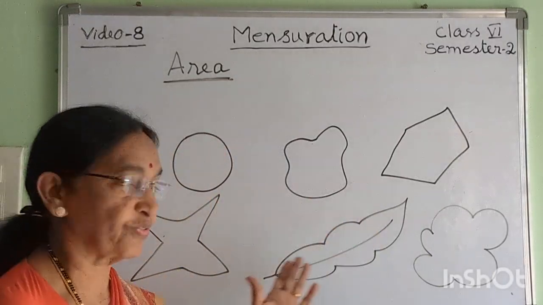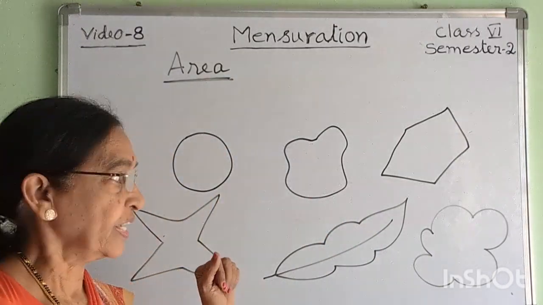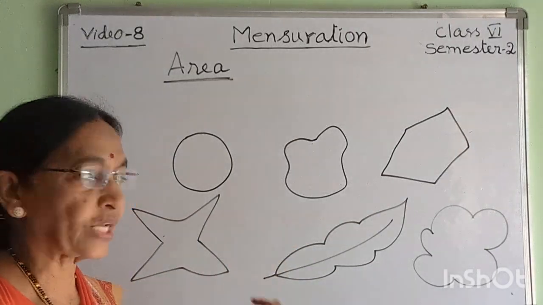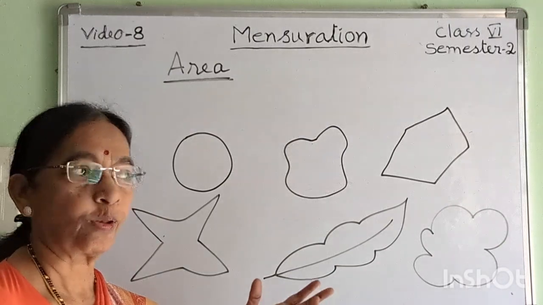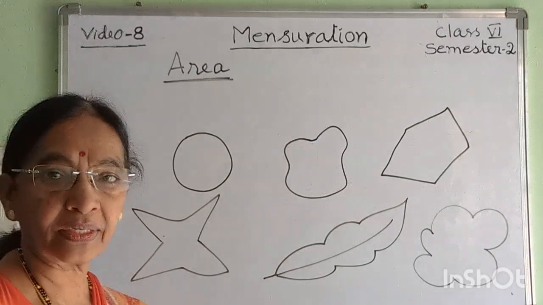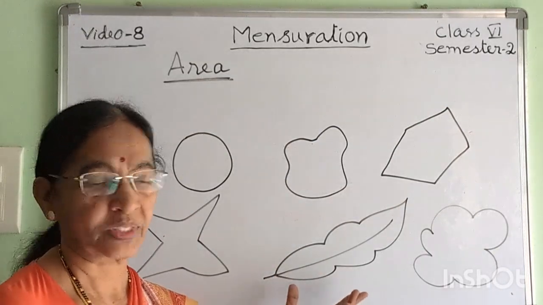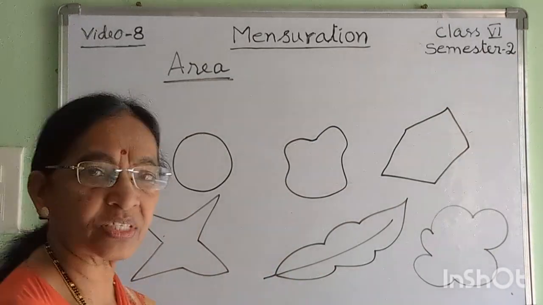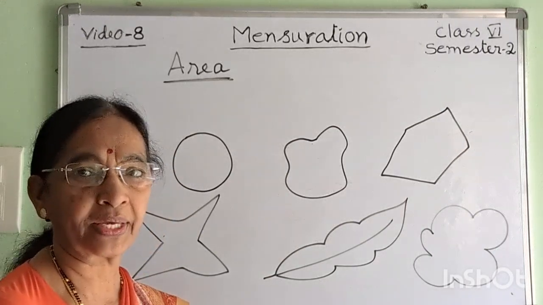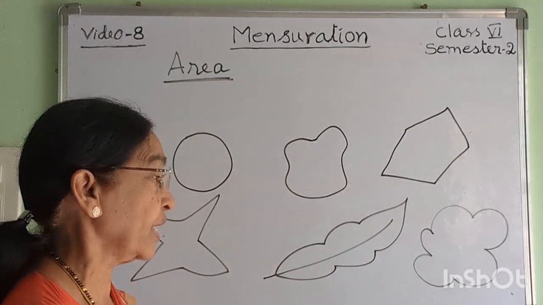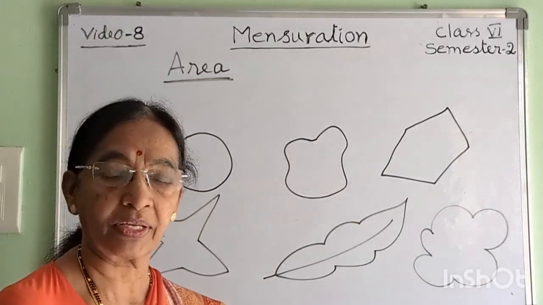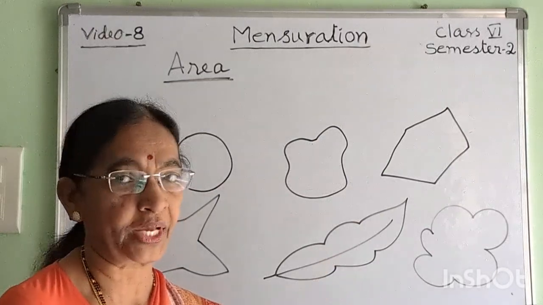See, observe all these figures. These are closed figures. They occupy certain space on the board. But can you tell which figure occupies more space? We can't tell just by looking at them. If there is a large difference, we can tell this is spacious, occupying greater area, and this is occupying lesser area. But these are approximately equal, so we can't tell by just looking at them.